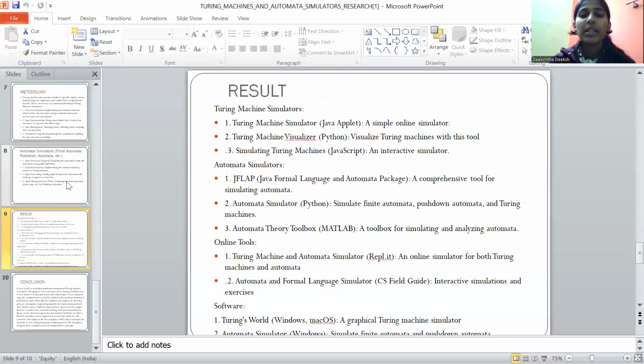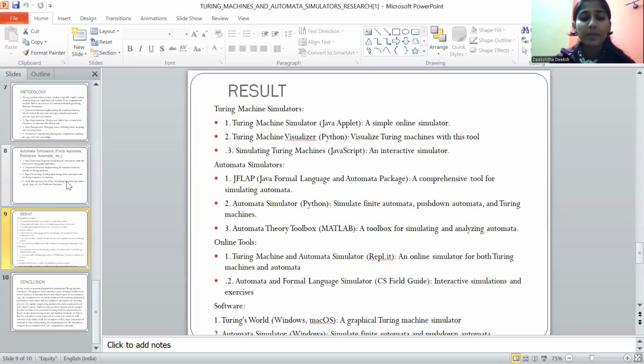Results: Turing machine simulators. Turing machine simulators are simple online simulators. Visualize Turing machines with these tools. Turing machine simulator in JavaScript, an interactive simulator. Automata Simulator, a Java formal language and automata package, a comprehensive tool for simulating automata. Automata simulator simulates finite automata, pushdown automata, and Turing machines. Automata Theory Toolbox for simulating and analyzing automata.